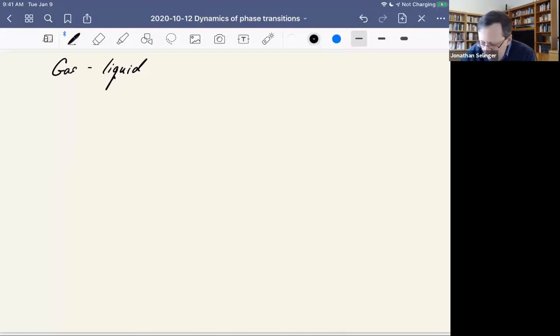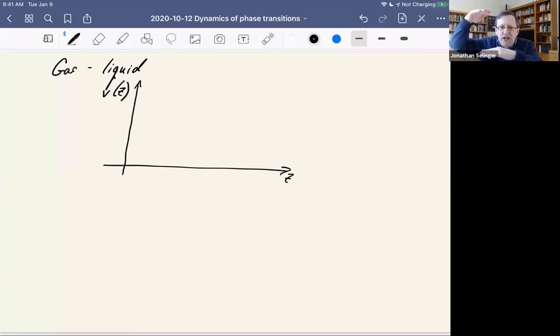And so we could make a plot of that, right? So we could make a plot for the volume per particle as a function of z, where z is the height in a container, say from the bottom of a container up to the top of a container. And so we could say at the bottom of the container, maybe there's a liquid phase, and at the top of the container is a gas phase.